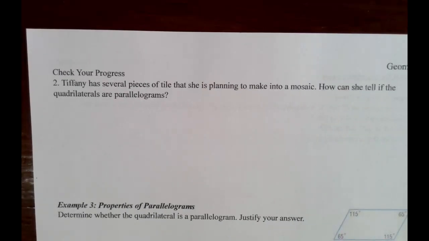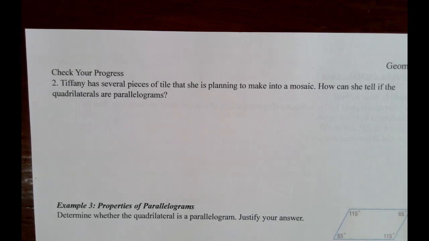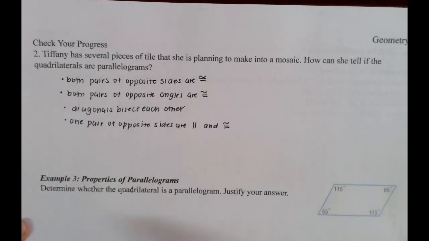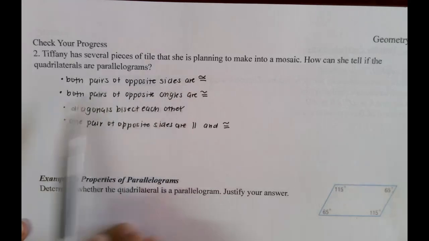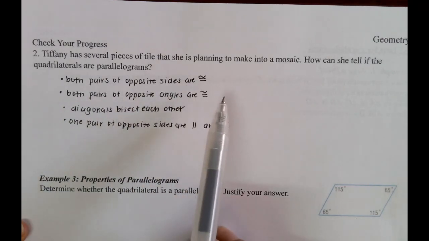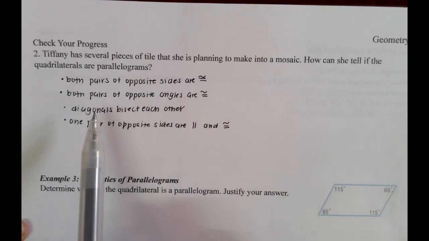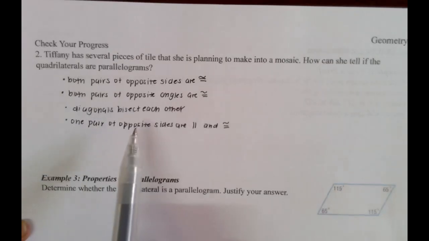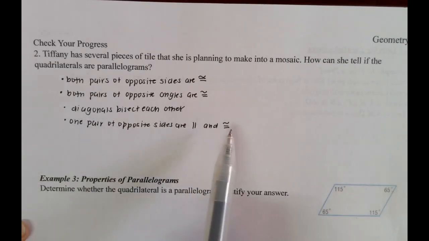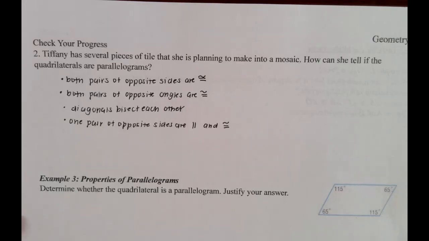Okay. So that takes us to CYP2. Tiffany has several pieces of tile that she's planning to make into a mosaic. How can she tell if the quadrilaterals are parallelograms? Okay, so this one's also just asking you again about the properties of a parallelogram. So if both pairs of opposite sides are congruent, the quadrilateral will be a parallelogram. If both pairs of opposite angles are congruent, then that quadrilateral is a parallelogram. If the diagonals bisect each other, that quadrilateral is a parallelogram. Or if one pair of the opposite sides are both parallel and congruent, then that quadrilateral is a parallelogram.